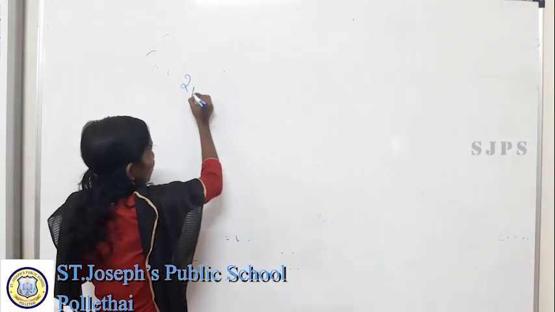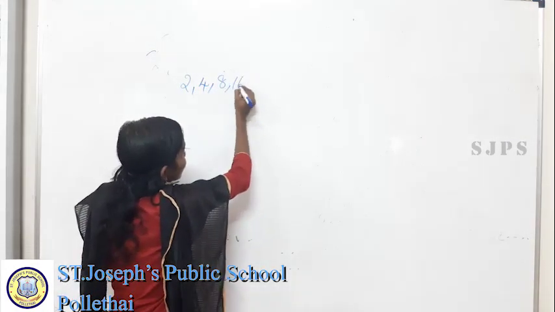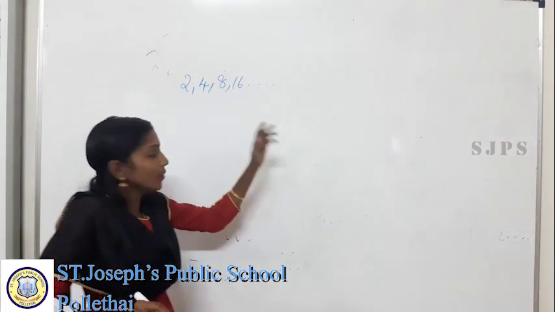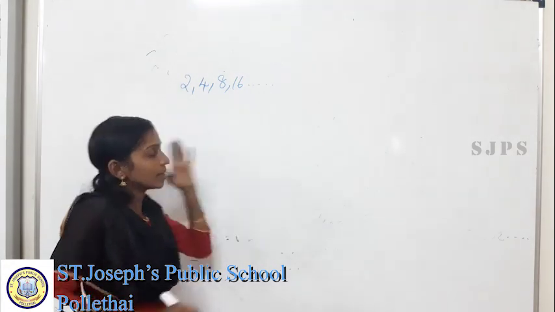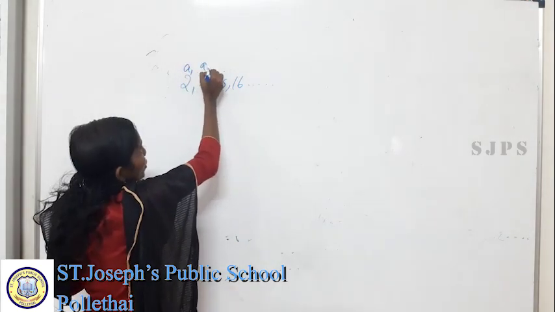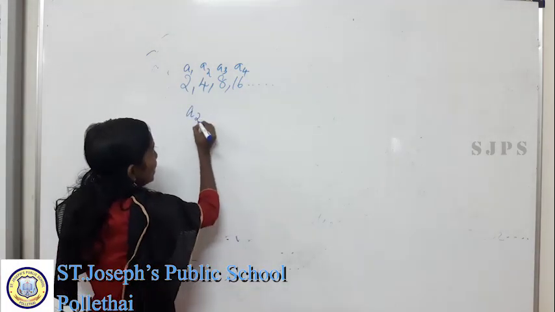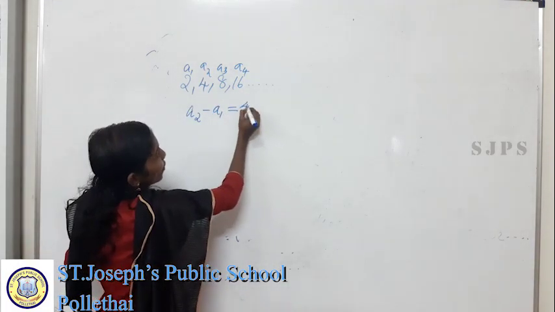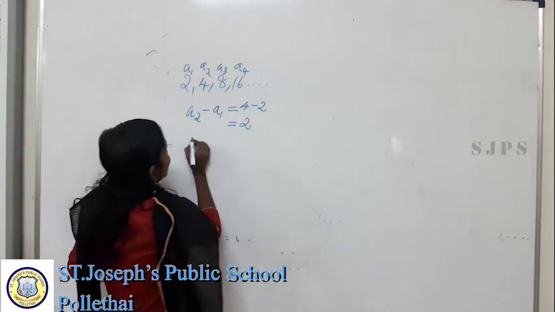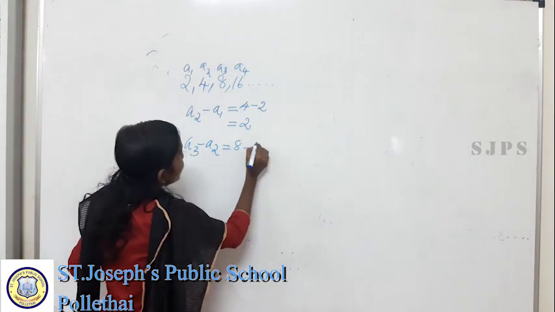Example is 2, 4, 8, 16. First we want to check is it an AP or not. If it is an AP, we want to find the next two terms. Also you can write here A1, A2, A3, A4. Then A2 minus A1 is equal to 4 minus 2. We get 2. Then A3 minus A2, we get 8 minus 4.